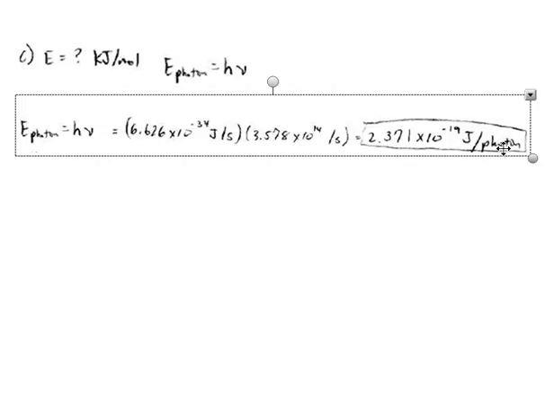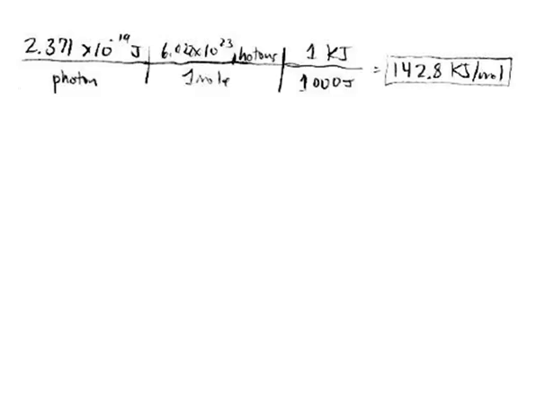Using a little bit of dimensional analysis, we can convert that unit of photons into moles of photons and joules into kilojoules. Let's take a look at that. You take that given value from the previous slide and convert into moles of photons and convert into kilojoules, and you'll find out that the value is 142.8 kilojoules per mole.